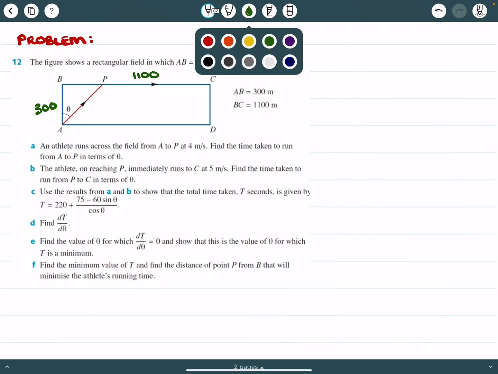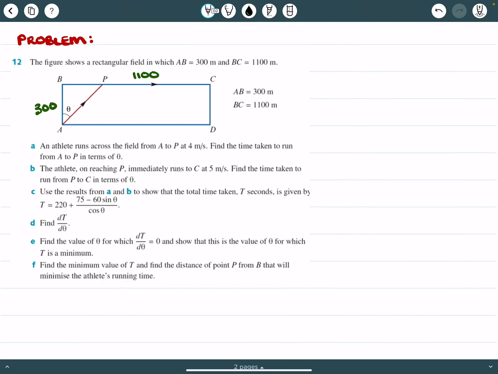So what I would be doing with this question, part A, is I would set it up as a right angle triangle first up. So here I have my right angle triangle. I have theta. I know that 300 meters is that distance from A to B. And the distance that the runner would have to take from A to P would be a distance that I'm going to call D.